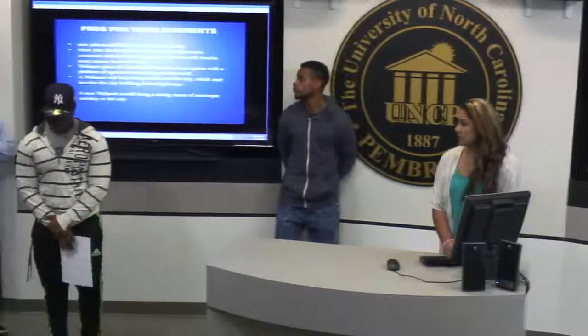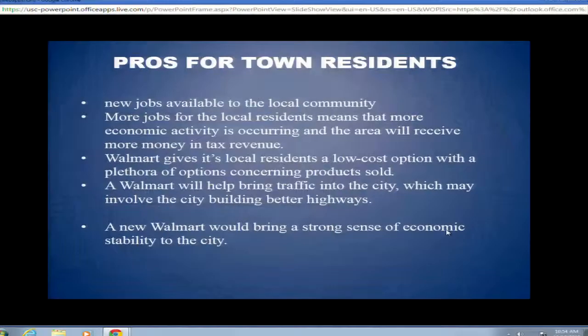The approach to the town residents, and one of the main things is the new jobs that are available to the local community right away, because they offer jobs for people with low skills, and around the community there's a significant amount of new jobs that are created.